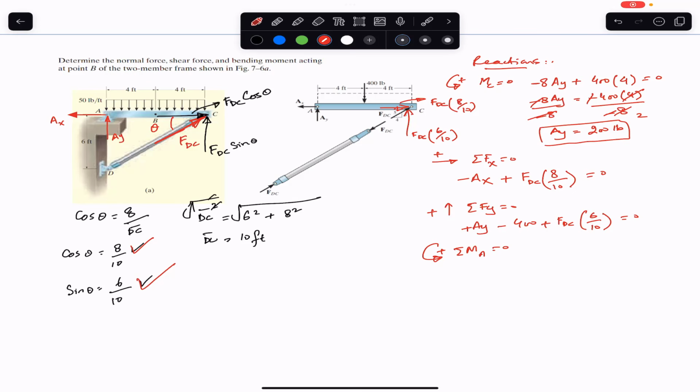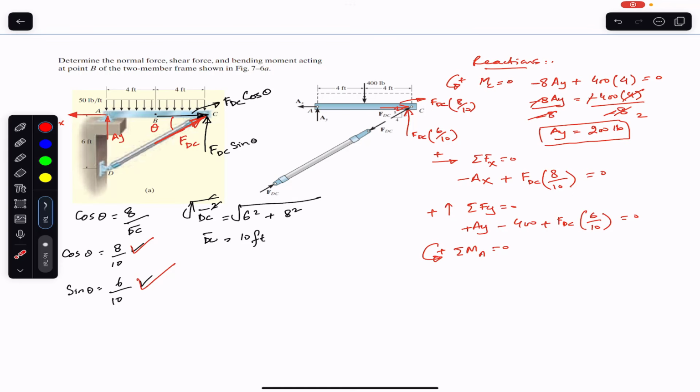This is the sine component. So now we have to apply the summation of moment about point A. The support reactions at A will not come into our equation, since they are not going to produce the moment about point A. This FDC cos component is passing through that point A as well, so it's not going to produce the moment about point A. So only this component and this component are producing the moment about point A.